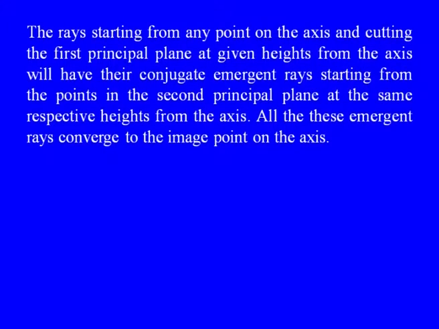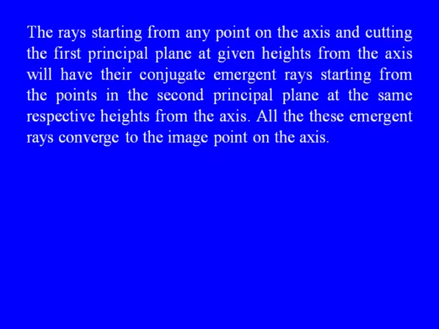the principal planes. The rays starting from any point on the axis and cutting the principal plane at given heights from the axis will have their conjugate emergent rays starting from the points in the second principal plane at the same respective height. That is the main thing, at the same respective heights from the axis. All these emergent rays converge to the image point on the axis.